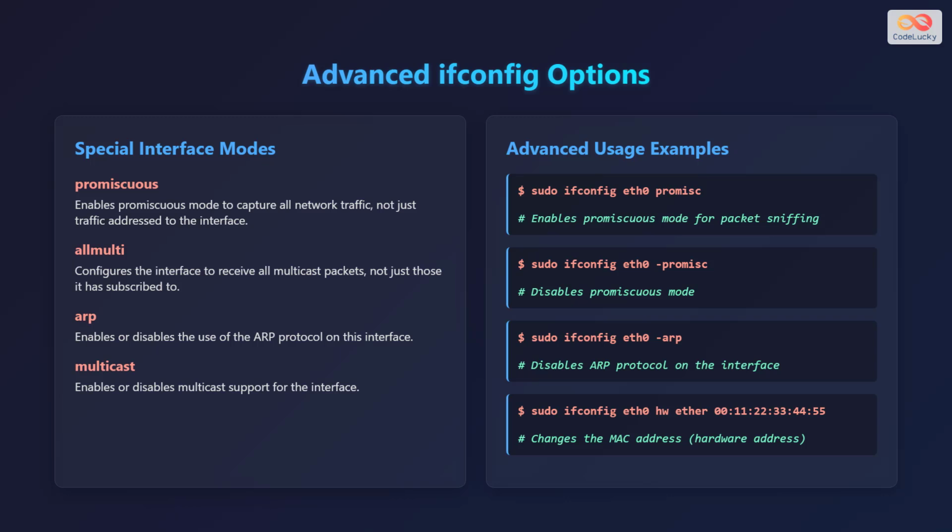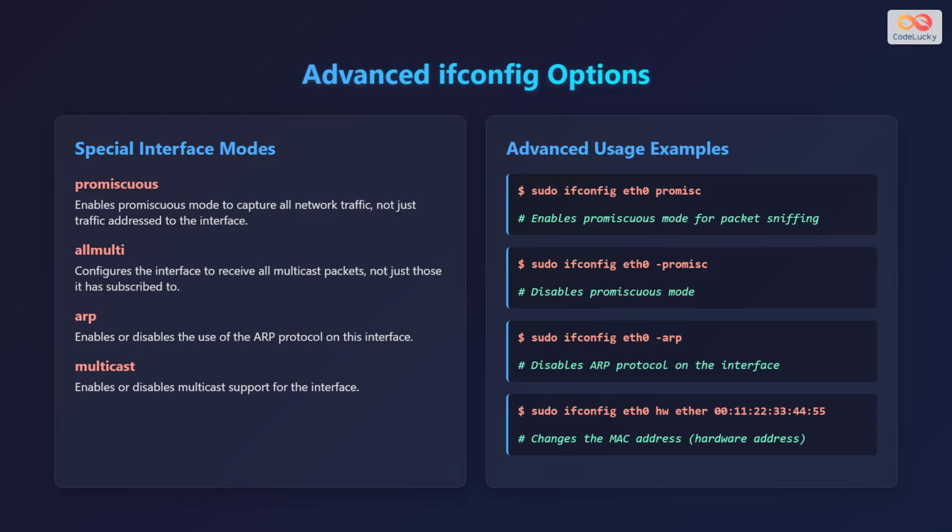Let's explore some advanced ifconfig options. Promiscuous mode enables capturing all network traffic, not just the traffic addressed to the interface. Allmulti configures the interface to receive all multicast packets, not just those it has subscribed to. ARP enables or disables the use of the Address Resolution Protocol on the interface. Multicast enables or disables multicast support for the interface.